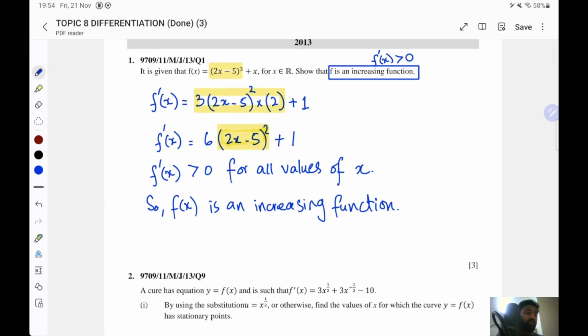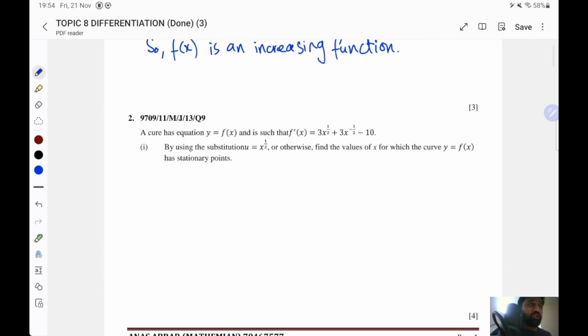Okay, let's move to the next question, which is from May-June 2013, paper 1-1, question number 9. A curve has this equation and is such that f dash of x is equal to this. The differentiation of the function is given, using the substitution u equals this, or otherwise, find the values of x for which the function has stationary points. So the keyword here is stationary points.